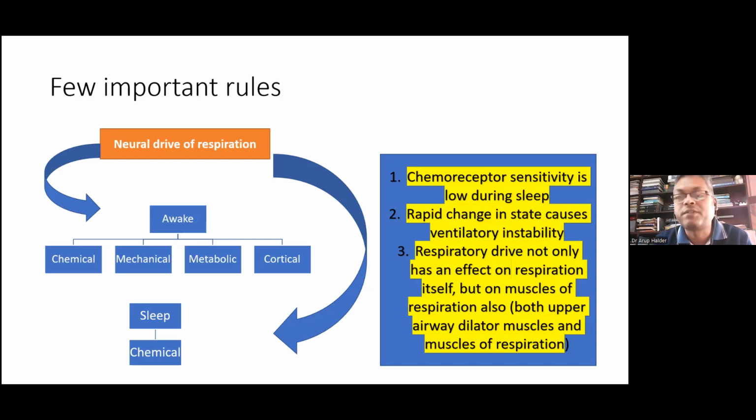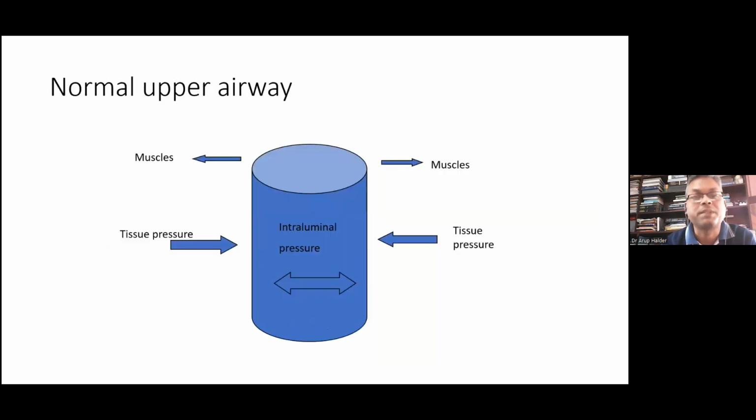This respiratory drive not only has an effect on respiration itself, but the muscles of respiration, that means the diaphragm, the intercostal muscles, and the upper airway dilator muscles also receive their tone from the neural drive of respiration. So the upper airway muscle opening is related to the neural drive of respiration. These are the important rules before we understand the pathophysiological aspects of obstructive sleep apnea.